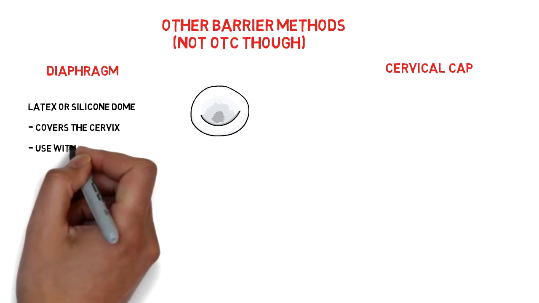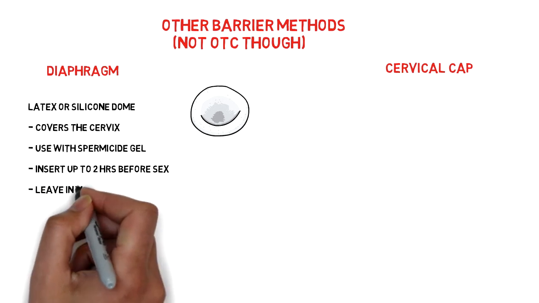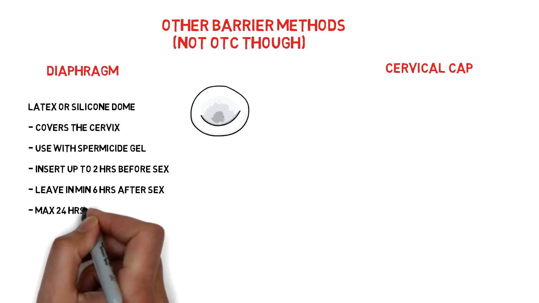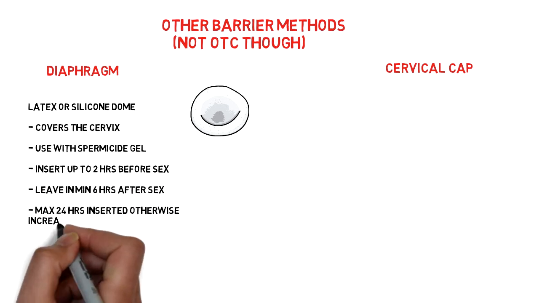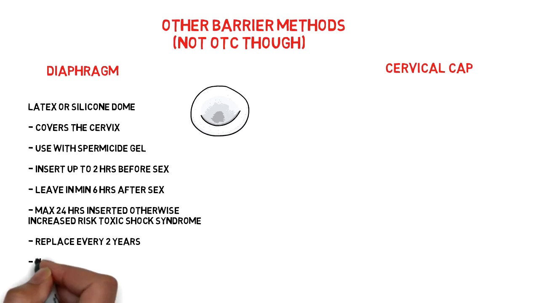It doesn't contain spermicides already, but you can put some, and therefore it should be inserted a maximum of 2 hours prior to intercourse and kept in 6 hours after intercourse in order to be effective. It should not remain in place longer than 24 hours total because of the risk of toxic shock syndrome. It doesn't need to be replaced very often, and it does not protect against sexually transmitted infections.